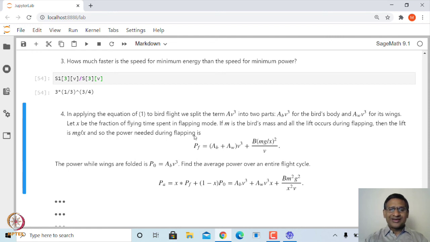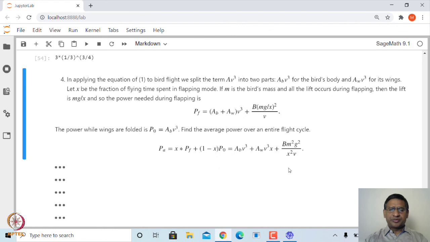So, the power needed during this flapping will be given by Pf is equal to (ab plus aw) into v cube plus b into (mg by x) whole square upon v, and then the power while wings are folded is, let us say, P0, which is ab v cube. Then you have to find the average power over an entire flight cycle. So, average power PA will be x times the Pf, that is during the flapping, and 1 minus x times P0 during the folded one. So, this is given by this expression.